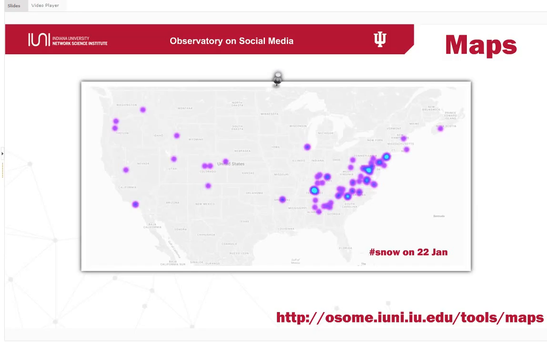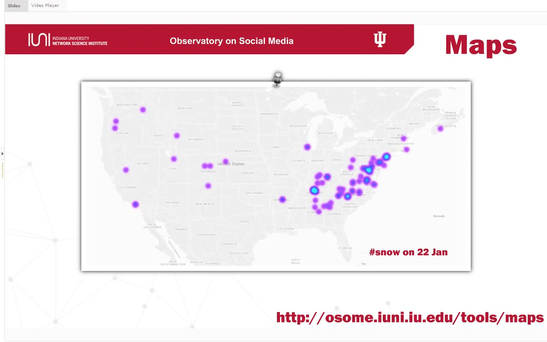So what kind of question would you ask if you have a hashtag in mind, a topic that you are interested in? Well, what are people tweeting about over time in each location? Let's say that I'm interested in the hashtag snow on a specific day. This map visualizes how many tweets at each location on January 22nd have the hashtag snow on them. And you can see that the East Coast has more snow than the West Coast on that specific day.